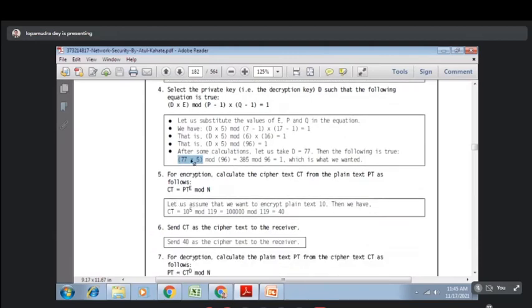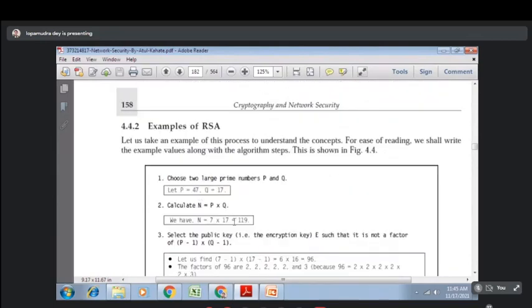So after you got your public key and private key, what is your next task? Next task is that you have to do the encryption. How can you perform the encryption? So first of all, this is the formula: plain text to the power E mod n. Suppose the plain text is 10. So that is 10 to the power 5 mod 119, that is n equal to 119.